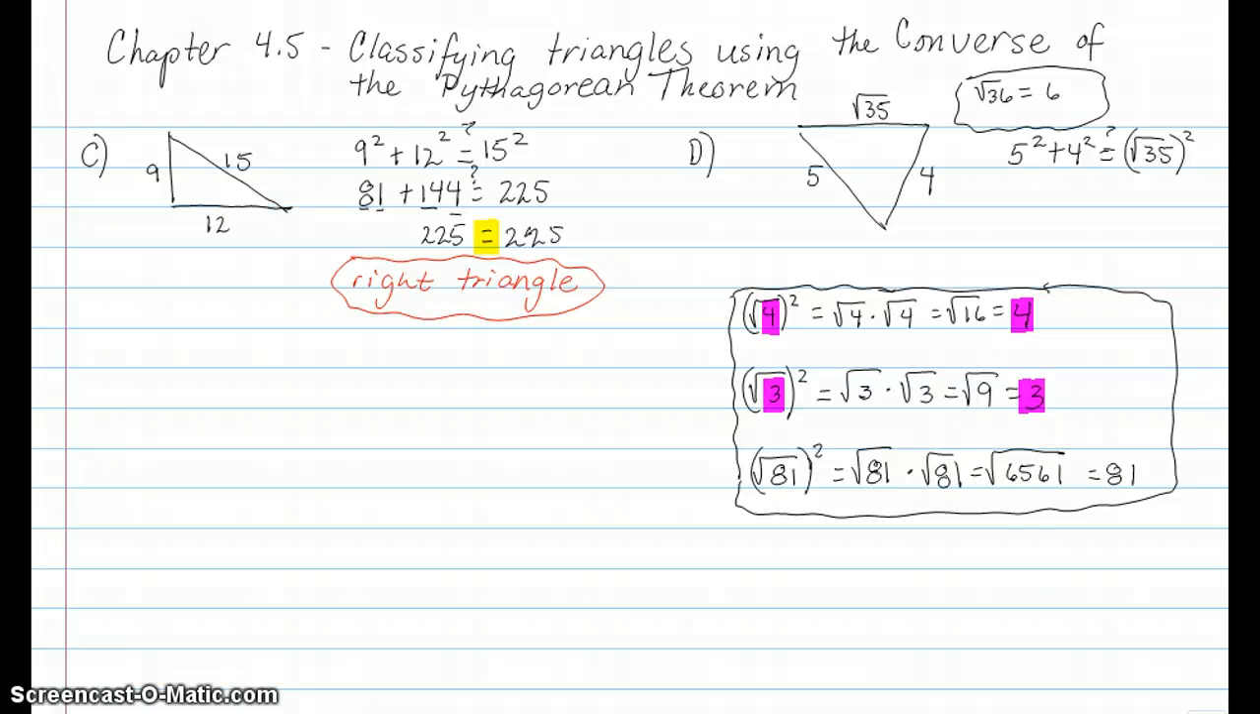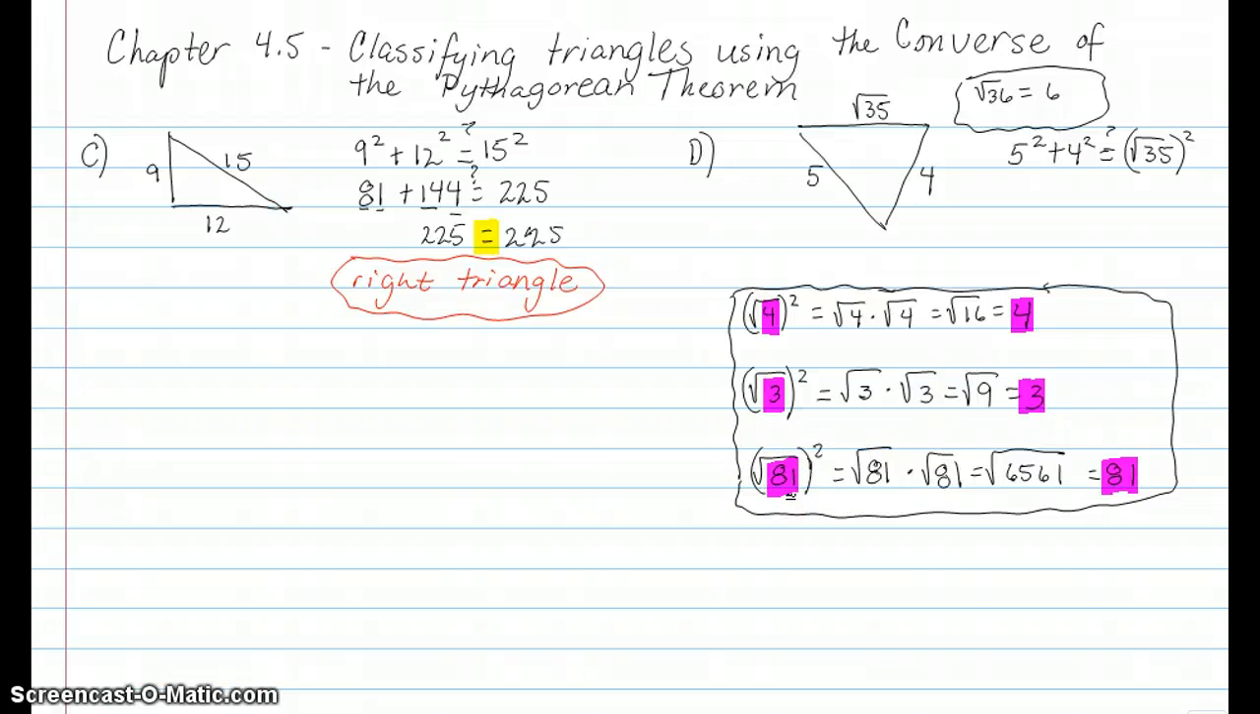And again, what I'm hoping you're seeing is that these numbers match. Whenever you square a square root, you end up with the number that is underneath the square root symbol, or under the radicand.